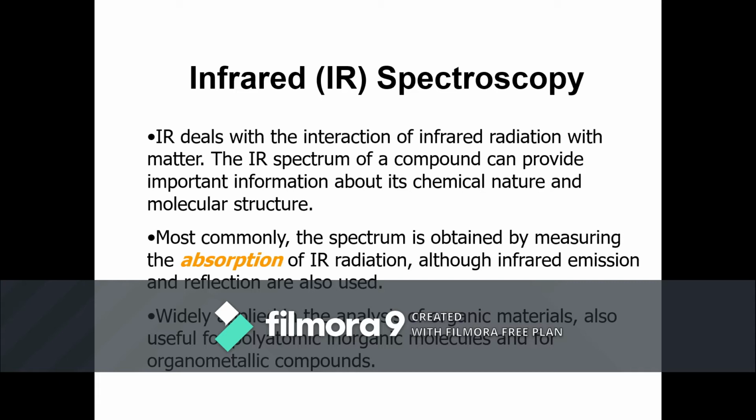Infrared spectroscopy deals with the interaction of infrared radiation with matter. The IR spectrum of a compound can provide important information about its chemical nature and molecular structure. Most commonly, the spectrum is obtained by measuring the absorption of IR radiation, although infrared emission and reflection are also used. It is widely applied in the analysis of organic materials, and is also useful for polyatomic inorganic molecules and for organometallic compounds.